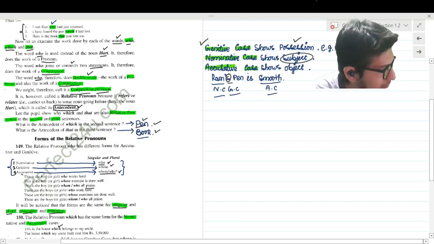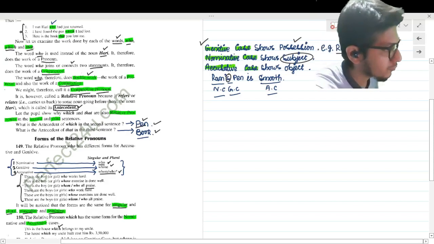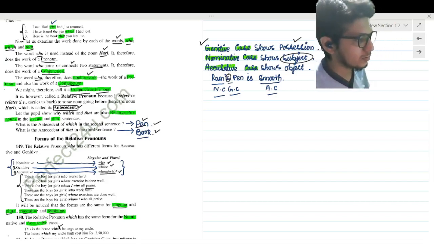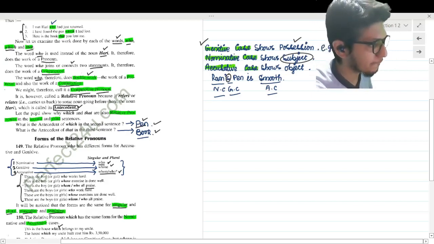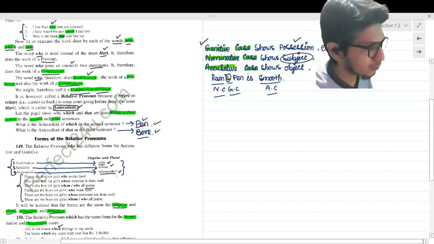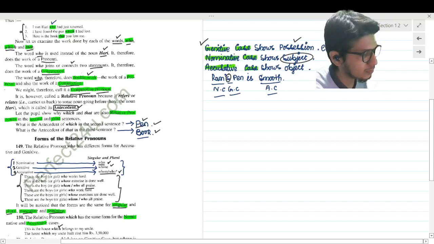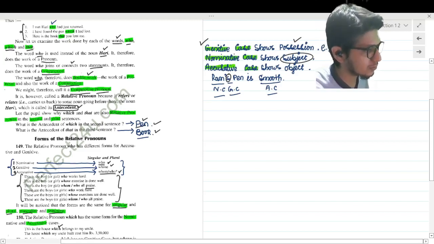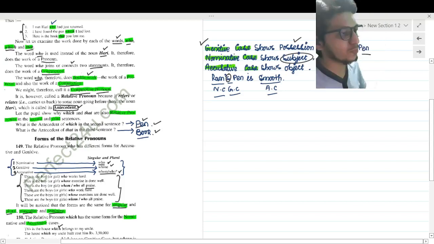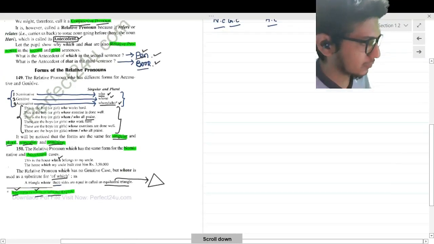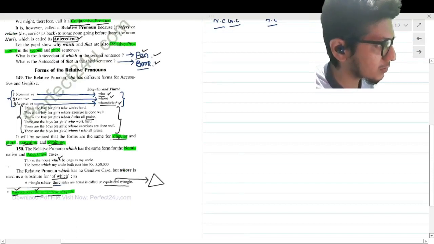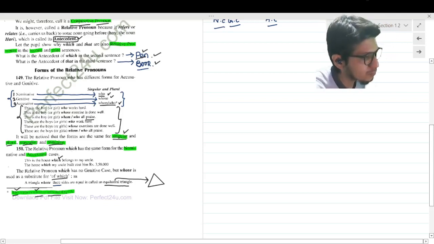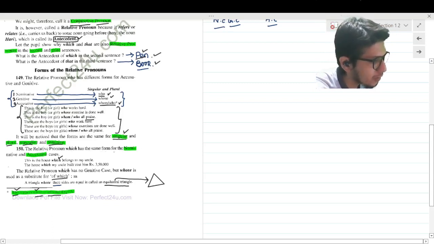There are multiple examples given for the above rule. All are the examples which relate to the above rule. So I have used parentheses for all the examples. It will be noticed that the forms are the same for singular, plural, masculine and feminine. The relative pronoun which has the same form for the nominative and accusative case.